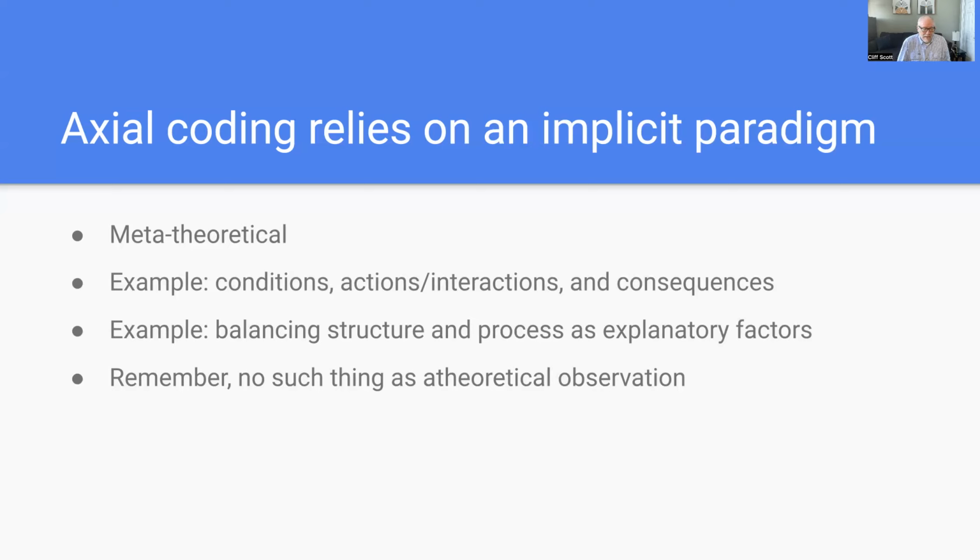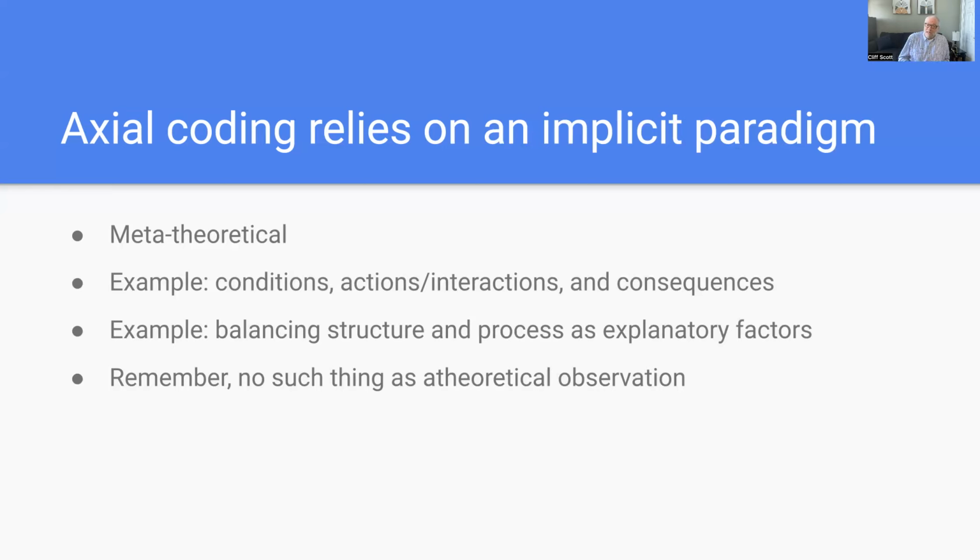Remember, one thing that just about everybody agrees on, at least in the abstract, is the idea that there is no such thing as a theoretical observation. So as much as we're trying to bracket off theory, we can never do it completely. And frankly, when we have to start doing that in the axial coding process, it's better for us to do that in a way that is more mindful and open and documented.